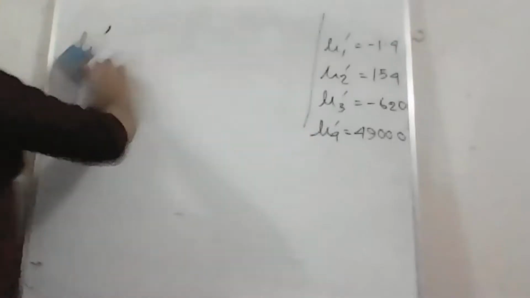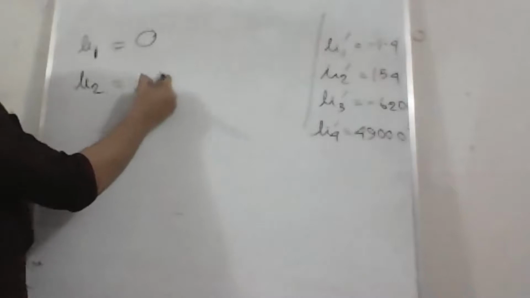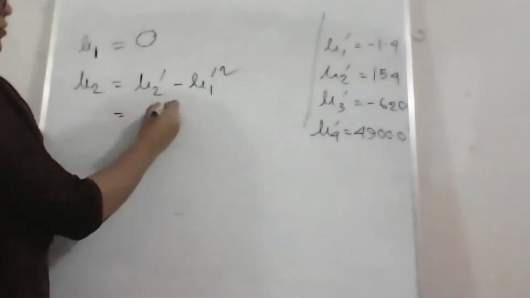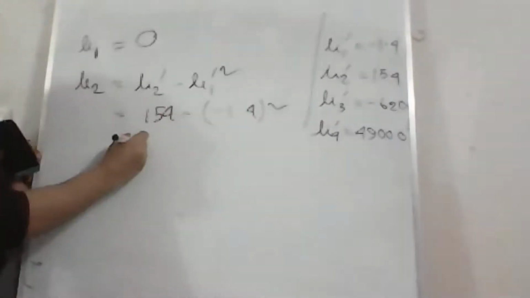Using these 4 raw moments, we can find our central moments using the relationship we have built up and memorized. So the first central moment is always 0, no need to calculate. The second central moment is equal to the second raw moment minus the first raw moment square. So it's going to be 154 minus 1.4 whole square.